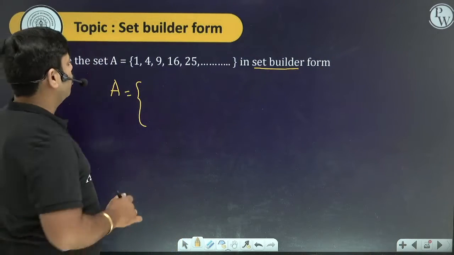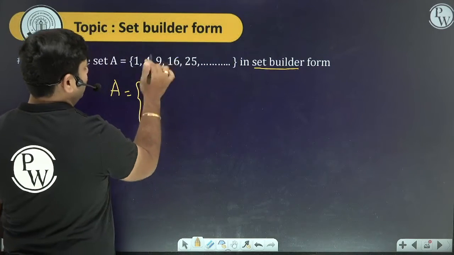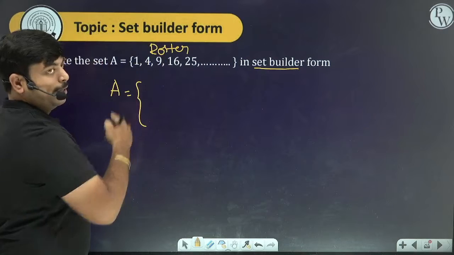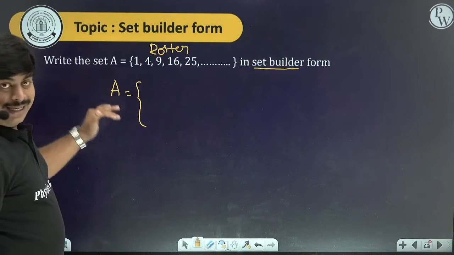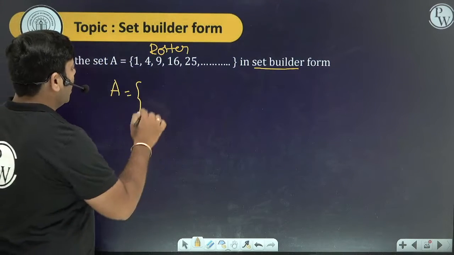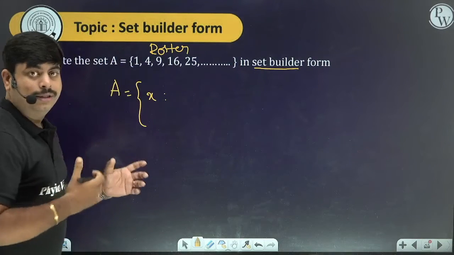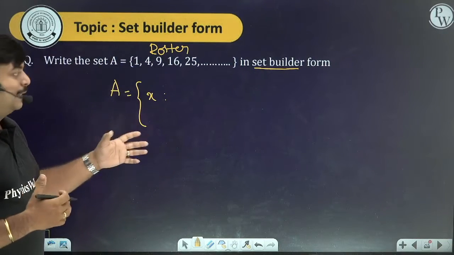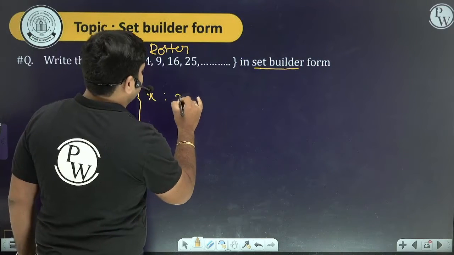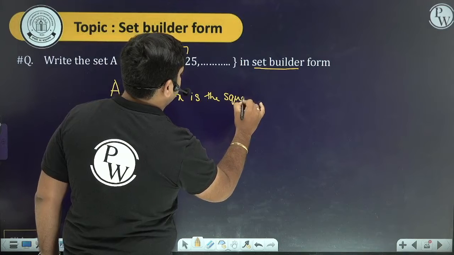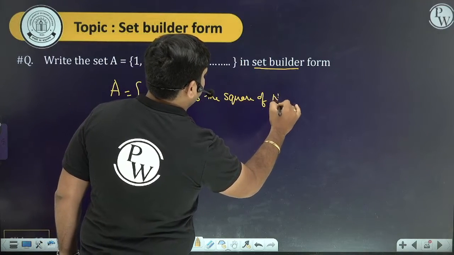Okay. So I need to write in set builder form. The given thing is in roster form. Can you see that? I need to write set builder form. So A is equal to, I want to write x such that, I want to write out all the elements of x such that x is a square of natural numbers. Square of natural numbers, right?